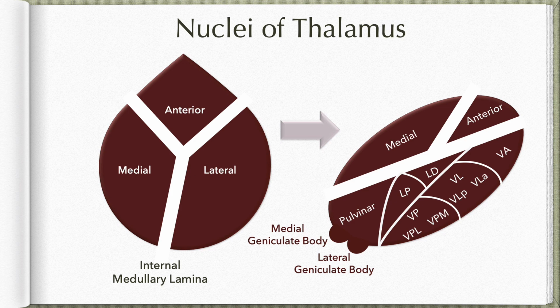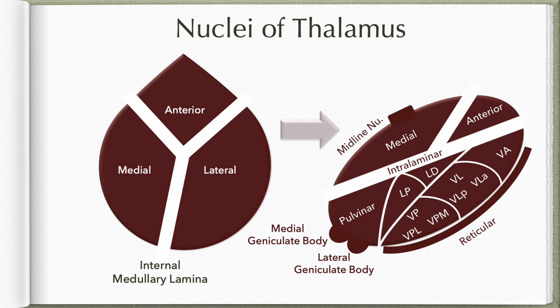Now, apart from these 4 groups, that is anterior group, medial group, dorsal tier of the lateral group, and ventral tier of the lateral group, we also have the reticular nucleus on the lateral aspect, the intralaminar nucleus within the internal medullary lamina, and the midline nucleus which is located along the medial surface as well as extending into the interthalamic adhesion. So these are the various nuclear groups within the thalamus. So let us find out the details about individual nuclei.